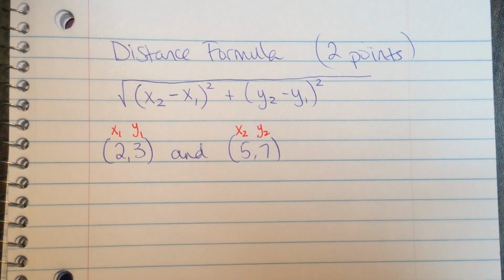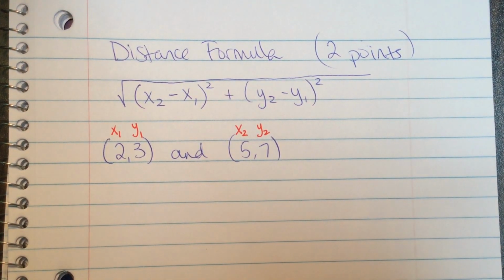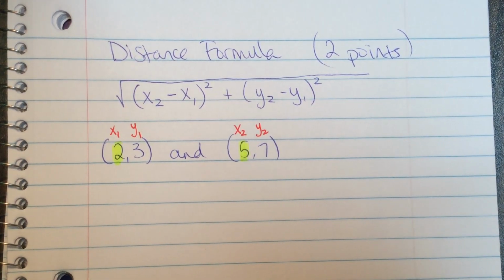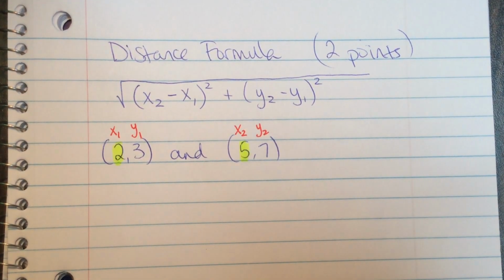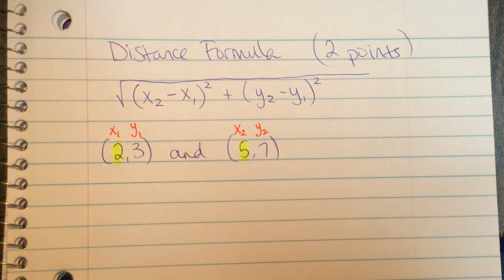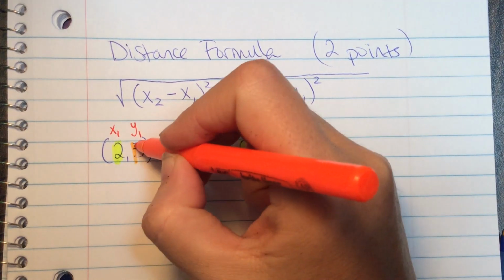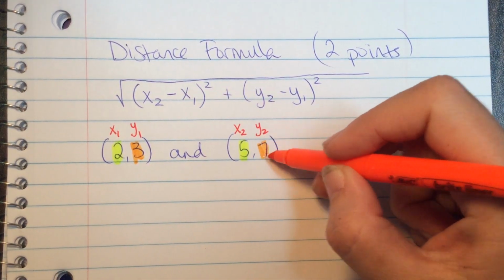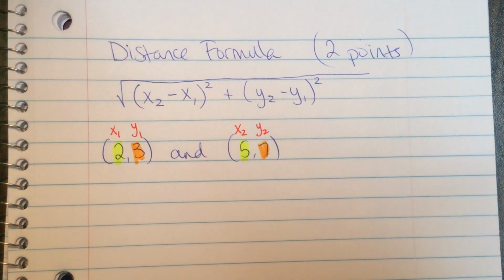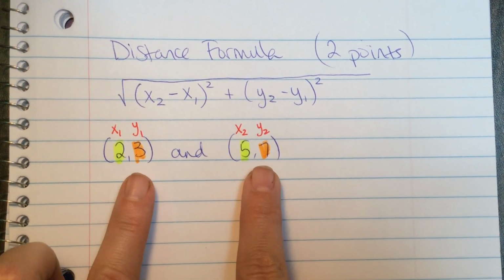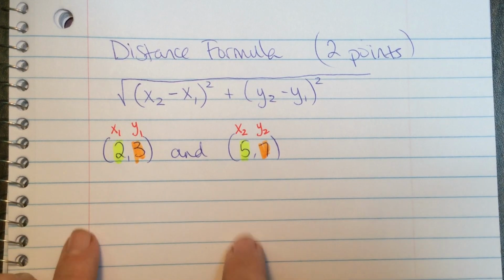And I'm going to even do more than that. I'm going to highlight the x's a different color. So the first number in each set are my x's, and the second number in each set are my y's. I'm going to color them orange. Okay, so hopefully you can see that. So my 5 and 2 go together, and my 3 and 7 go together.